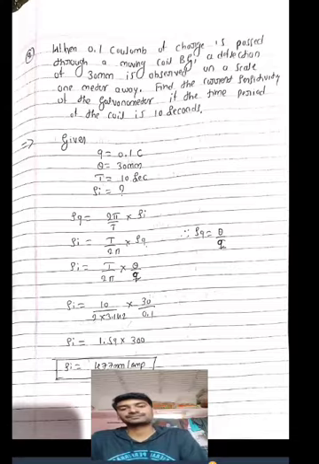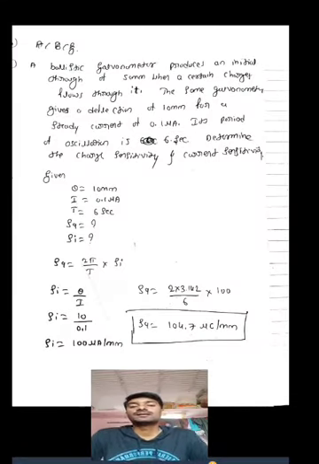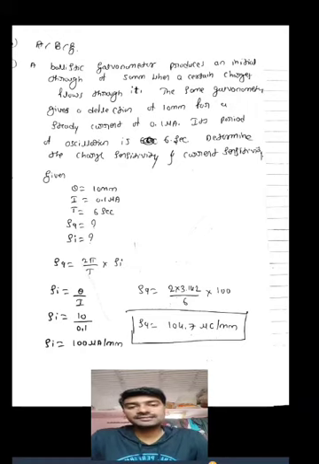The next one, the third problem. A ballistic galvanometer produces an initial throw of 50 mm when a certain charge flows through it. The same galvanometer gives a deflection of 10 mm for a steady current of 0.1 microampere. Its periodic oscillation is 6 seconds. Determine the charge sensitivity and current sensitivity.